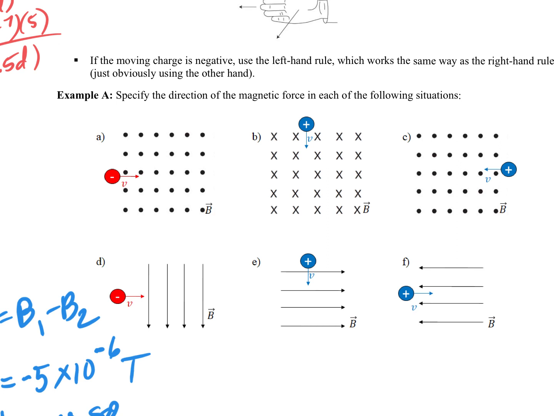So for negative, what do we have? Down and this way. So which direction is the force going? Into the page. Out of the page. I just prefer to use the same hand for everything and then just flip the direction if it's an electron. Okay?